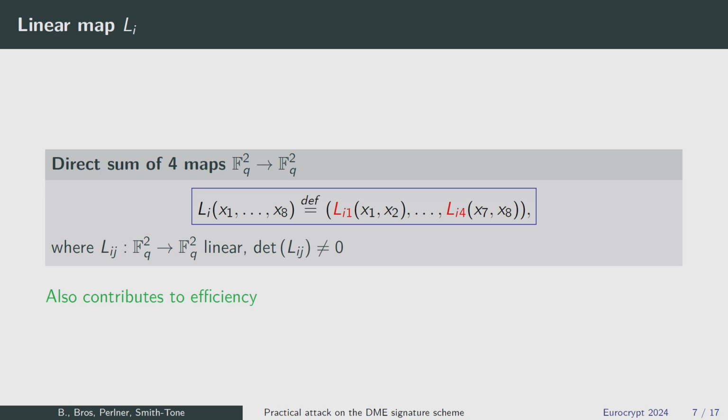And finally, I come back to my linear map. I said it was special. It is special here in the sense that it will only act on pairs of consecutive coordinates. So instead of having a general invertible matrix of size 8 to represent my map, I have a block diagonal matrix where each block Lij here is invertible of size 2. And the particular shape of this map is also what contributes to the efficiency of the scheme.